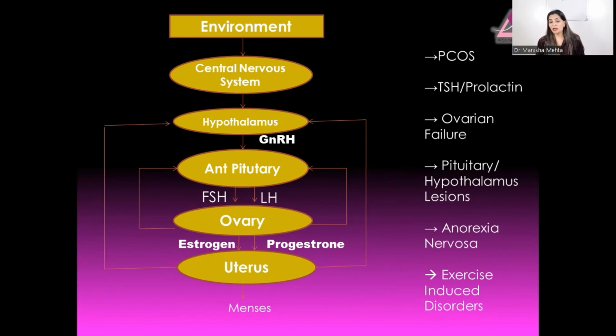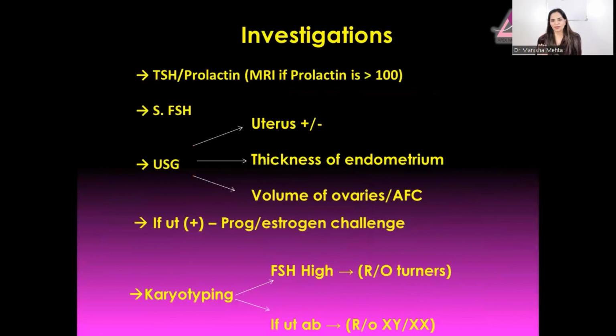Sometimes anorexia nervosa, they start not eating at all, and this is what I call the role of environment. Just to lose weight, they'll start dieting to a very bad limit, and this will have an effect on the CNS, and the CNS is not going to produce FSH and LH. And exercise-induced disorders also at times. Okay, just winding up, thyroid, prolactin high. Any time when the prolactin is very high, more than 100, you should get an MRI done.